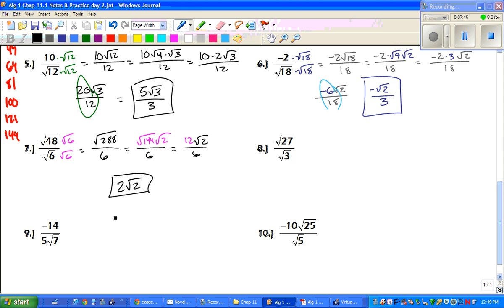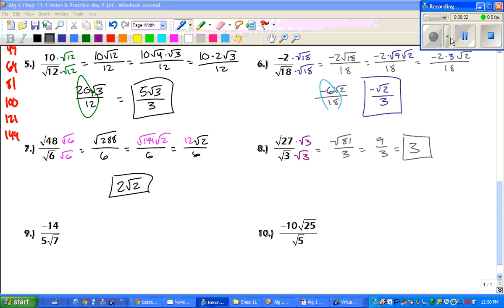Okay? Number 8, you're all on your own. I'm just going to put the answer up for the work. So pause it. Try it out. Good luck. Okay, and there you go. When you multiply 27 and 3, you get 81, and 81 is a perfect square, so that's where we get 9. 9 divided by 3 is 3.